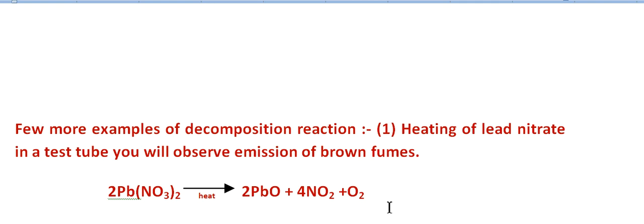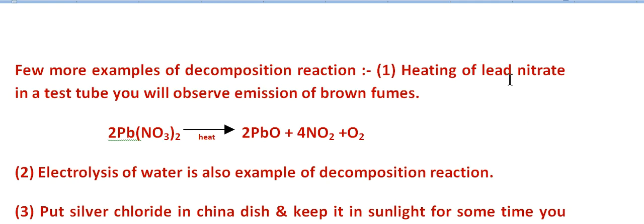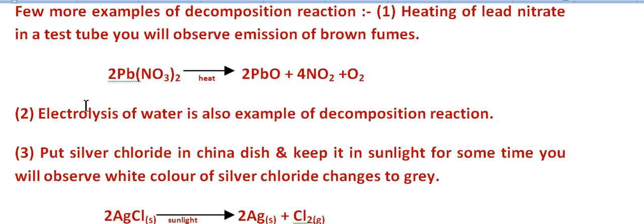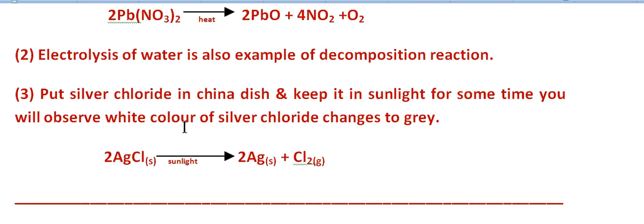Let us take a few more examples of decomposition reactions. The first one is heating of lead nitrate in a test tube. You will observe the emission of brown fumes. Lead nitrate when heated will give lead oxide plus nitrogen dioxide plus oxygen. It's an example of a decomposition reaction. Another interesting example of a decomposition reaction is the electrolysis of water.